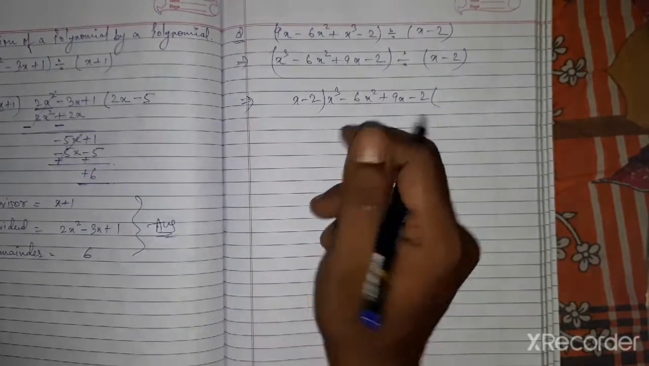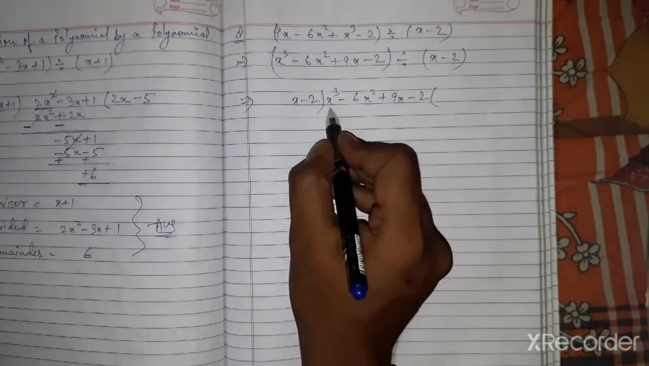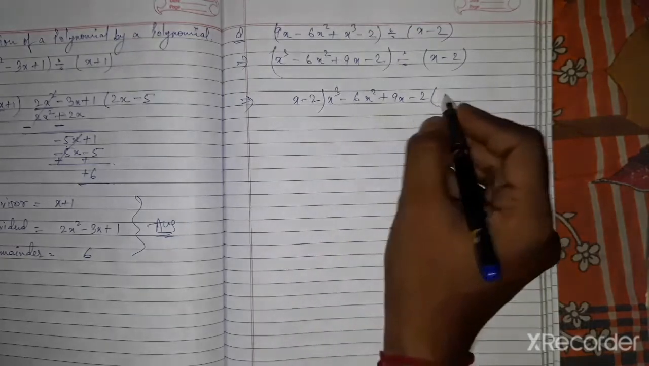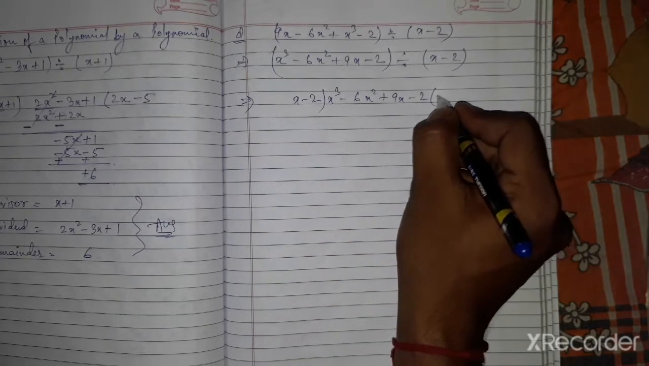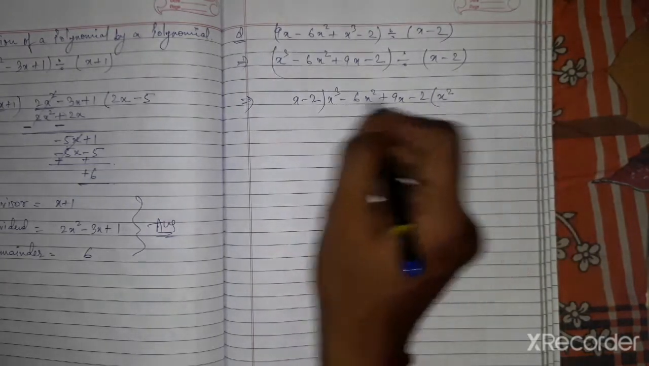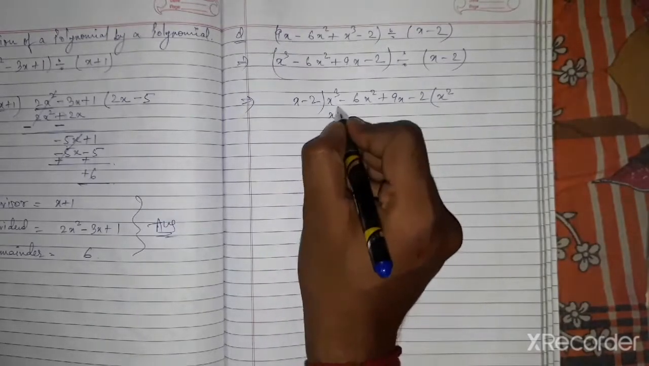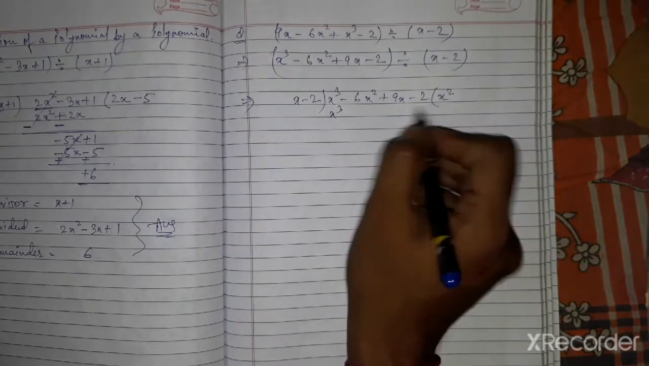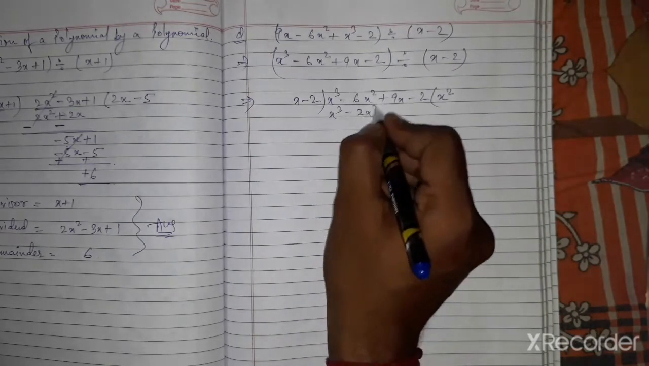Now my prime motive is to eliminate the first term. Here it is written x cube. So how much I will multiply with x so that it becomes x cube? Yes, 100%. We will multiply x square. So x square when multiplied with x, it becomes x cube. And minus 2, when multiplied with x square, it becomes minus 2x square.